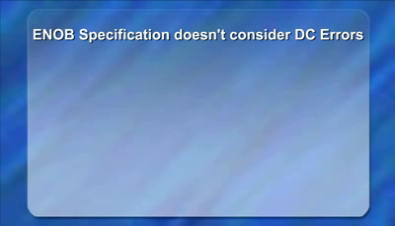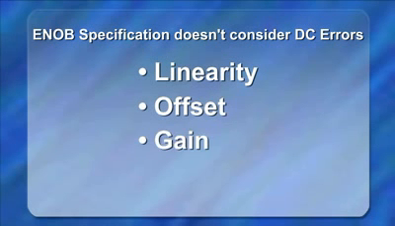Now remember, this calculation excludes harmonic signals and DC. The ENOB trap is to exclusively use this specification when you are comparing and selecting ADCs for your application. As we know, the ENOB specification doesn't take the DC errors such as linearity, offset, and gain into consideration.